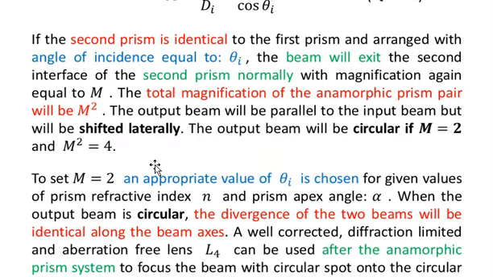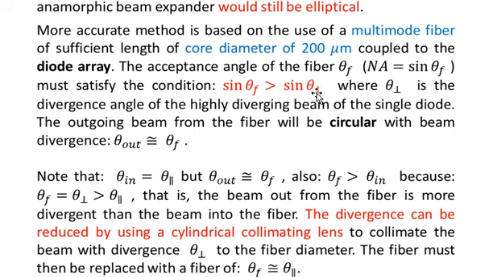So the numerical aperture of the fiber should be such that sine of theta f should be greater than, or at least equal to, sine theta perpendicular, where theta perpendicular is the divergence angle of the highly diverging beam of the single strip, or the beam from the single diode. The outgoing beam from the fiber will be circular, with the beam divergence theta out equal to theta f.